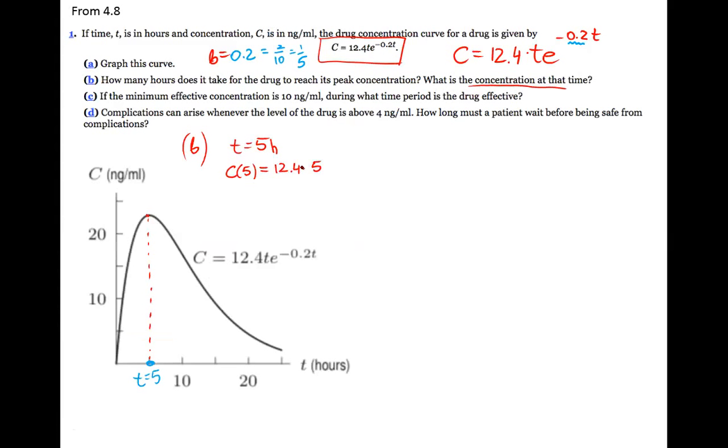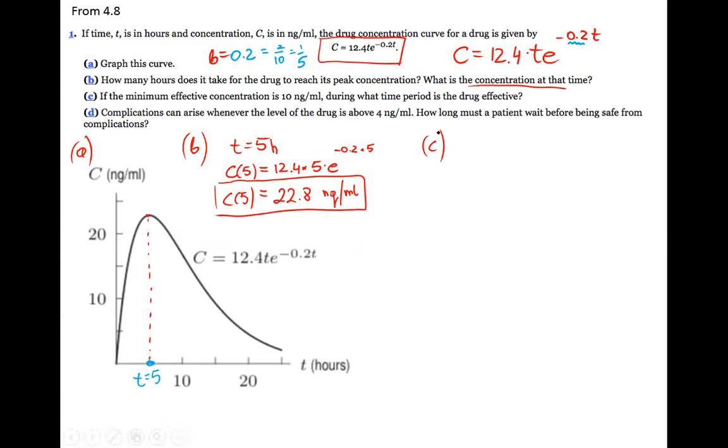Okay. And if it's asking for the maximum concentration, then I have to take my C function and substitute 5. 12.4 times 5 times e to the power of 0.2 times 5. And I did use the calculator. It's 22.8 nanograms per milliliter. That's what I'm assuming. Okay, but we can see what this means. We did questions like that. We took the maximum time and substituted into the function to get the maximum concentration. Okay, that means this is part A, graph, part B.